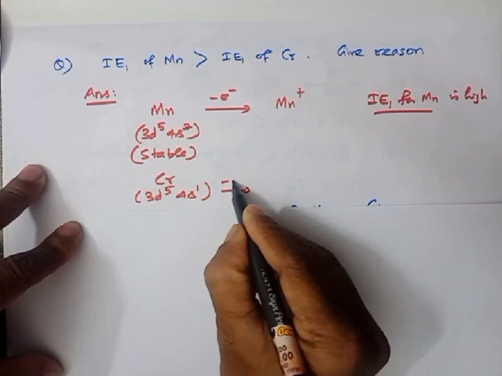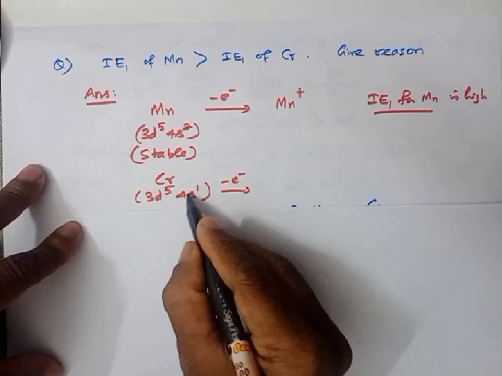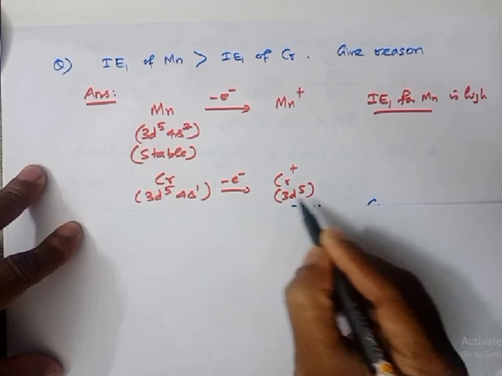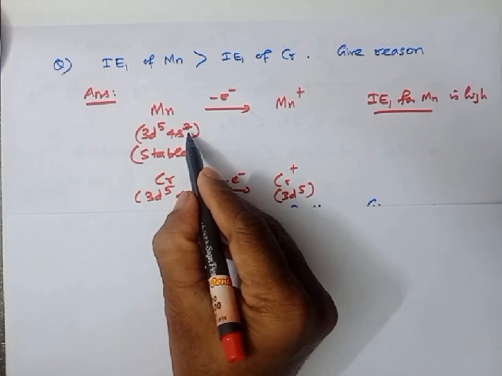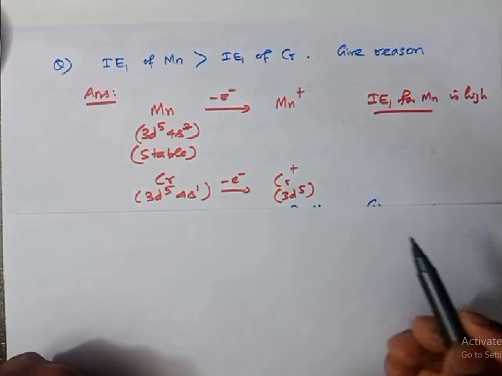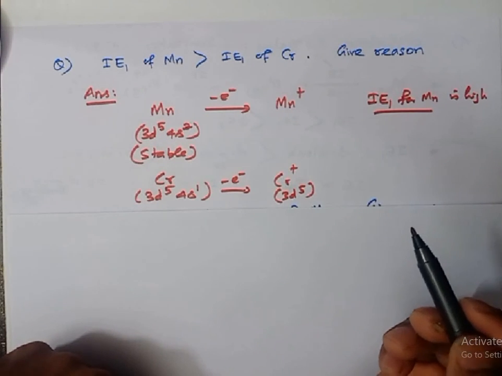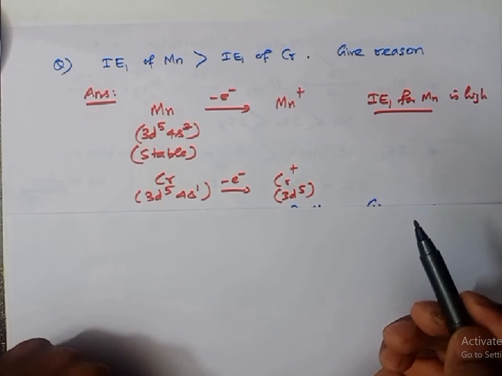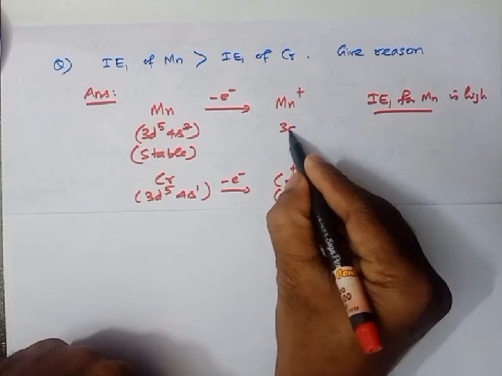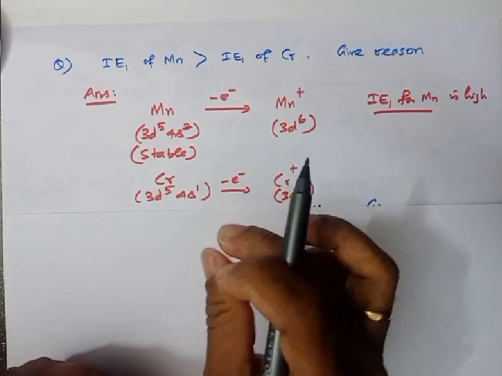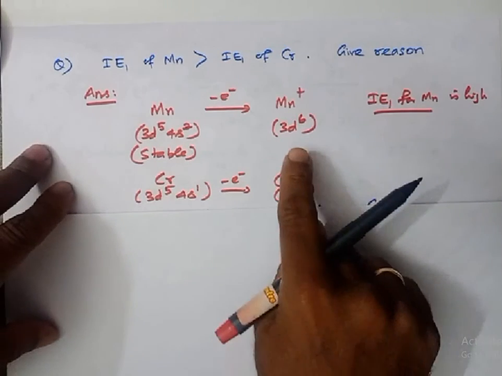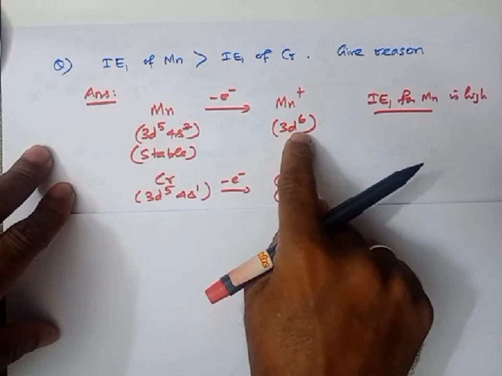Therefore, if you remove one electron from chromium, I'll get Cr plus with the 3d5 configuration. Whereas if I remove one electron from manganese, what will I get, student? Can anyone tell me? What will be the configuration? Is it 3d5 4s1? Very good. It is not 3d5 4s1. It becomes 3d6, correct? Because the energy gap increases. Now tell me, student, after removing the electron, I am getting 3d6 here and 3d5 here.